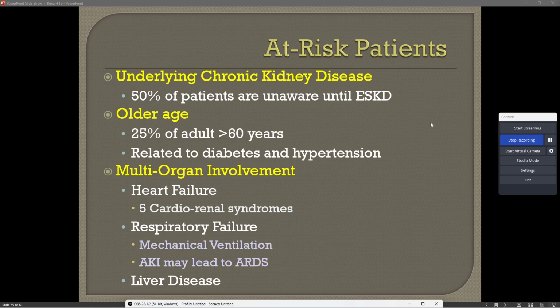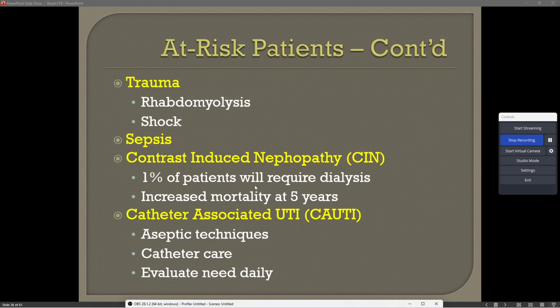Older age, greater than 60 years of age, and 25% of all cases are related to diabetes and hypertension. I said it earlier. The direct comorbidities and increased risk factors for these patients lie with diabetes and persistent hypertensive states. Multi-organ involvement, heart failure, respiratory failure, and liver disease, very common. AKI can lead to ARDS, but chronic kidney failure can lead to multi-organ stress at all times. This is something that's important to pay attention to, and you need to be aware of it.